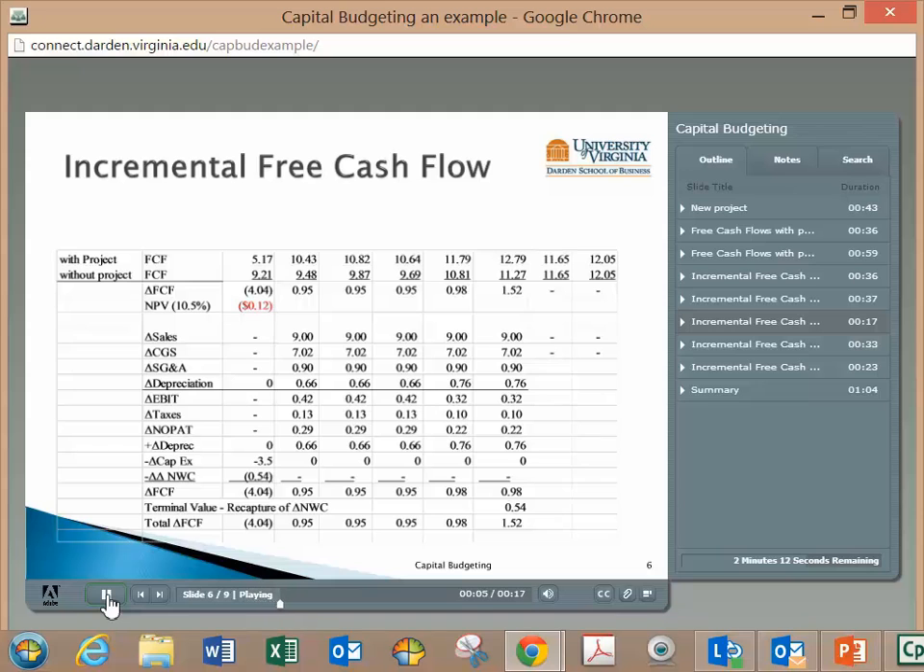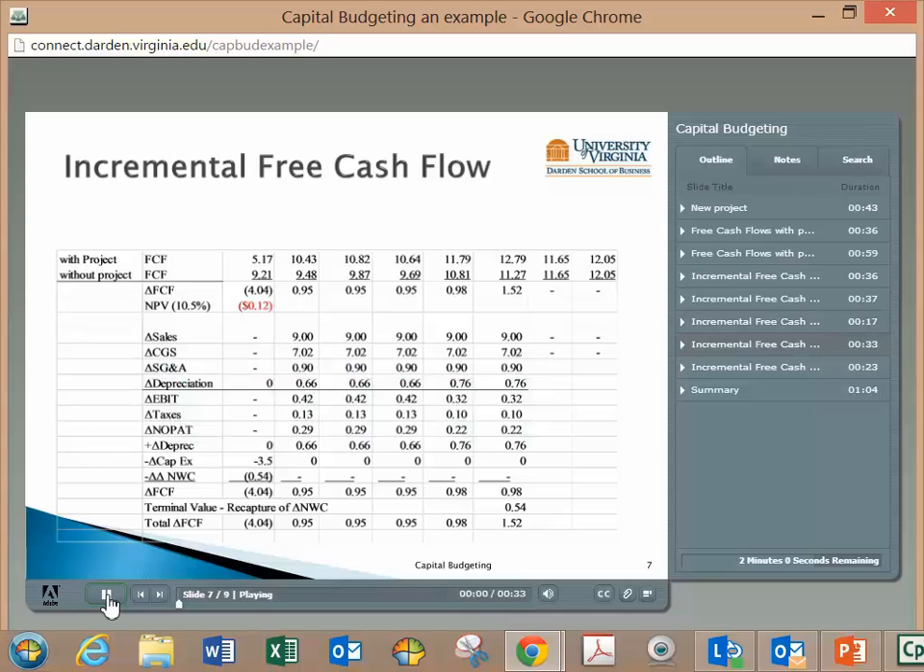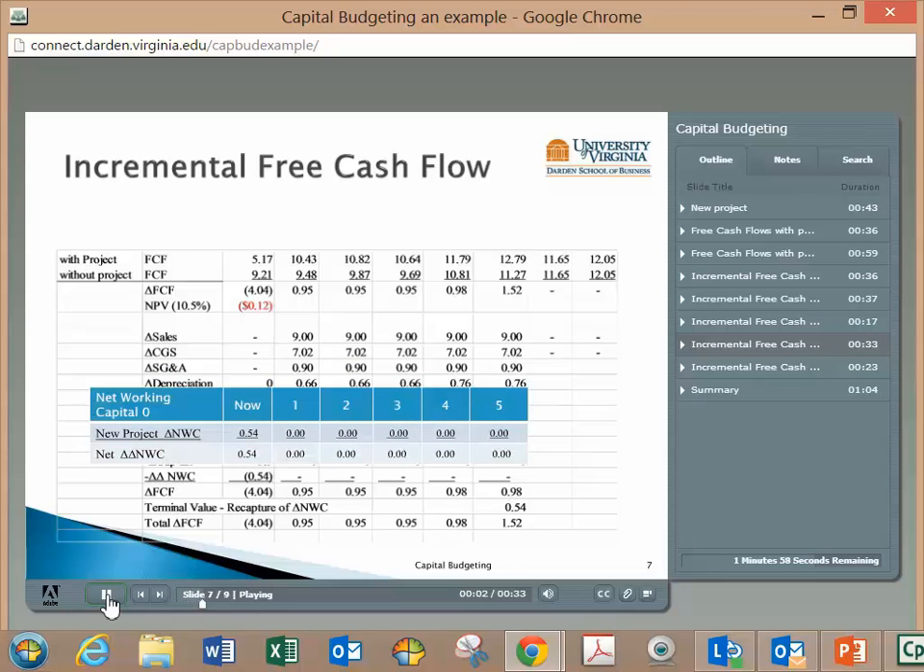Once again, we start with the capital expenditure for the new asset and adjust for the sale of the old asset. Next, we take care of the change in net working capital. In this case, we're lucky. The only net change is the incremental investment of net working capital for the $9 million in new sales.